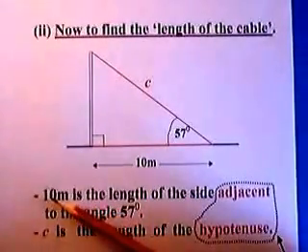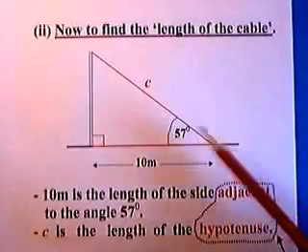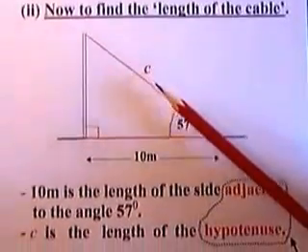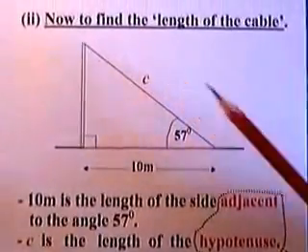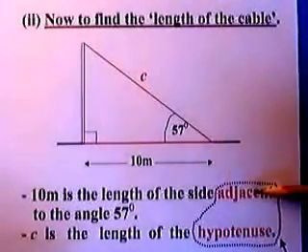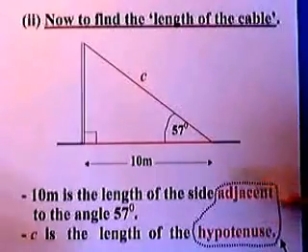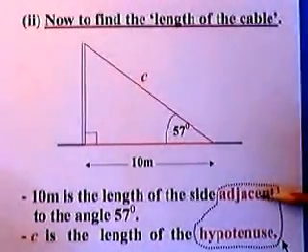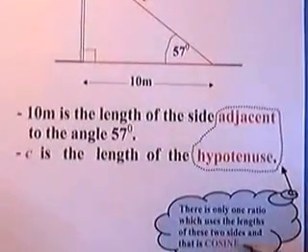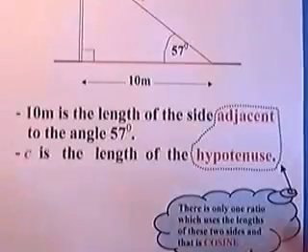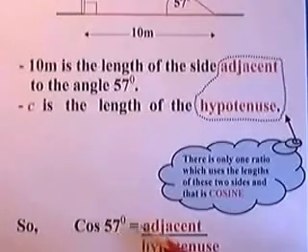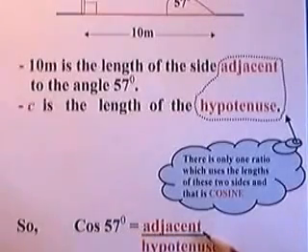We write down what we know about C and 10 in this manner. Well, 10 meters is the length of the side adjacent to that 57 degree angle, just as it was before. This time C is the length of the hypotenuse. Okay, so just look at what we've got here. We've got the words adjacent and hypotenuse. Well, there is only one ratio that uses the lengths of the adjacent and the hypotenuse, and there it is, as you can see, the cosine. Okay, so we would write the cosine of angle 57 degrees is equal to the length of the adjacent side divided by the length of the hypotenuse.